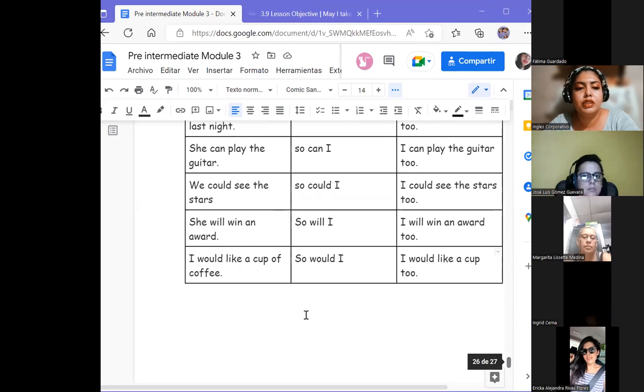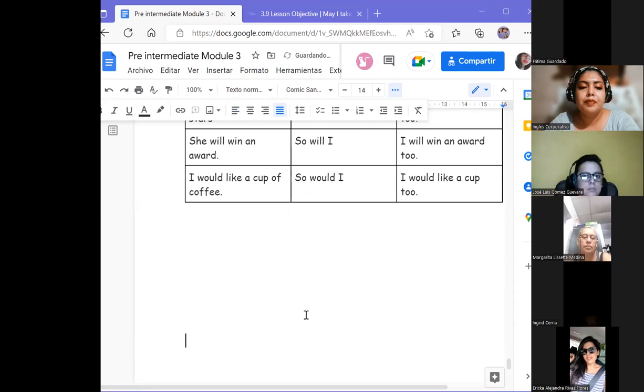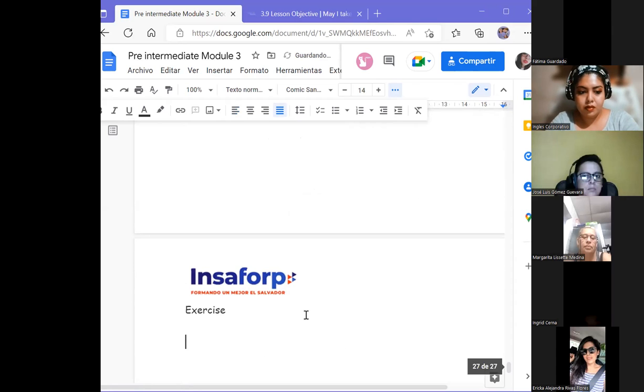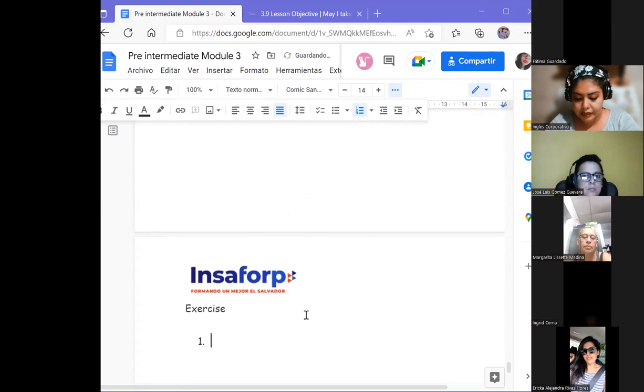So we are going to see the examples or the sentences. So let me take this to another page. So we have the exercise. We have number one, and it says, I can play the piano. Number two, Catherine is English.